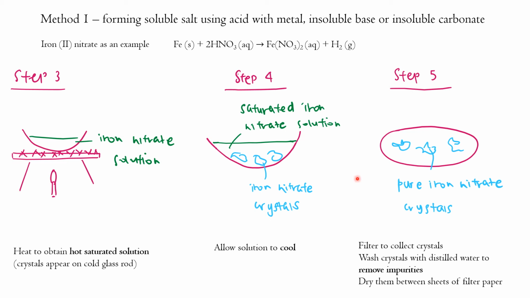Finally, to obtain the pure iron 2 nitrate crystals, we can filter to collect the crystals and subsequently wash the crystals with distilled water to remove any impurities that may be present on the surface. Finally, we dry them between sheets of filter paper.